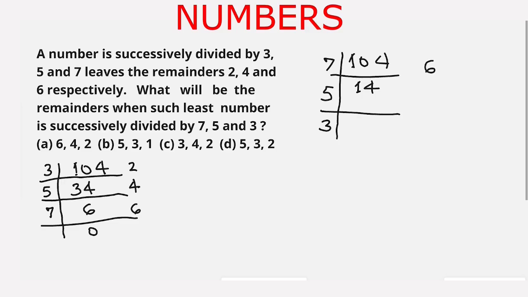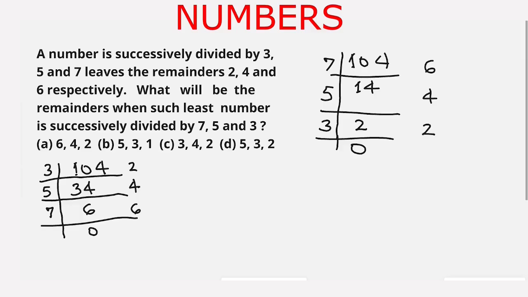Now 14 is divided by 5. It divides 2 times. And 5 times 2 is 10. 14 minus 10 is 4. The second remainder is 4. Now the quotient 2 is divided by 3. It divides 0 times and the remainder is 2.